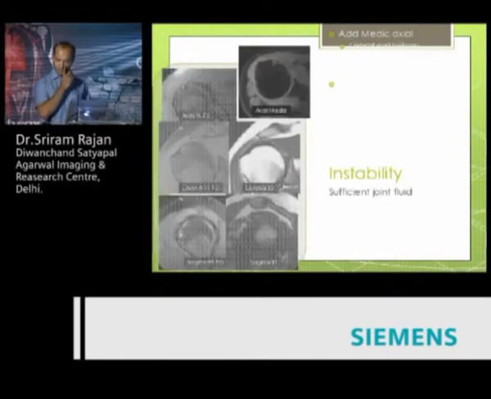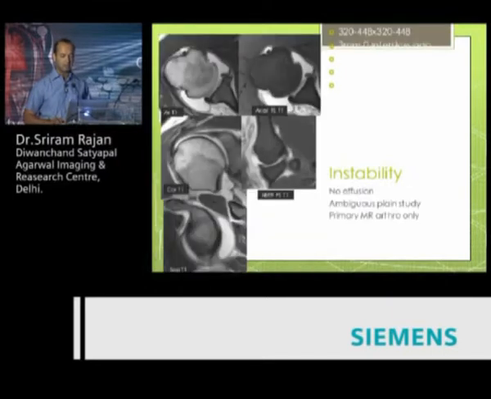With an instability with sufficient joint fluid, we just add on probably an axial medic and, if necessary, add on an axial T1 weighted images. If there's insufficient joint fluid or if there's an ambiguous plane study, you go in for a MR arthro. Here again, you try to use 320 to 448 matrix, 3 mm with 0 interslice gap, and 15 to 17 minute protocol.